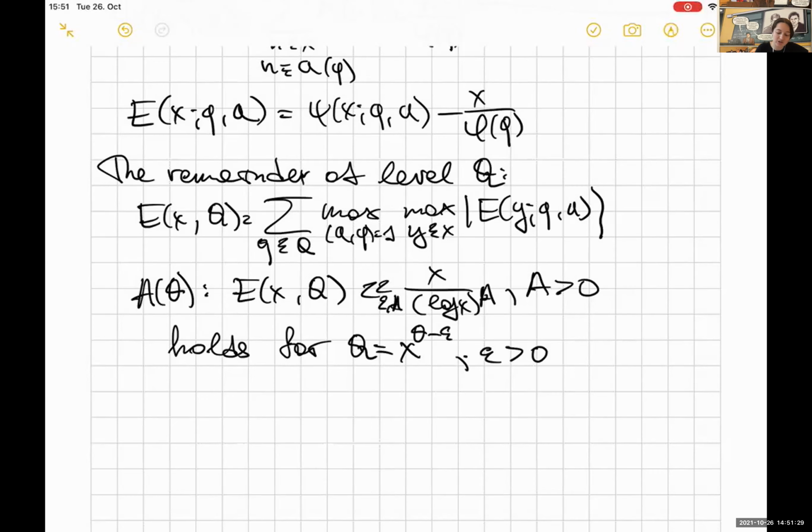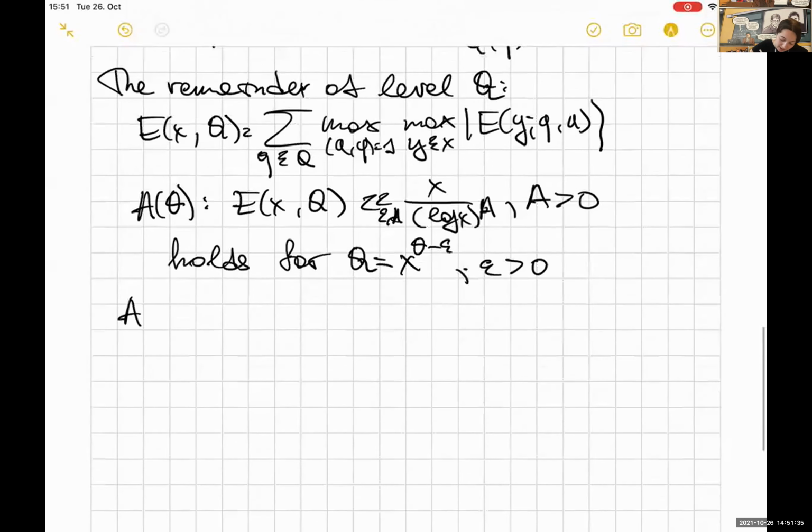So this is the conjecture A of theta that Friedlander and Ivanets used for the lower bounds. So we could say that A of 1/2 is actually the Bombieri-Vinogradov theorem. So this is known.